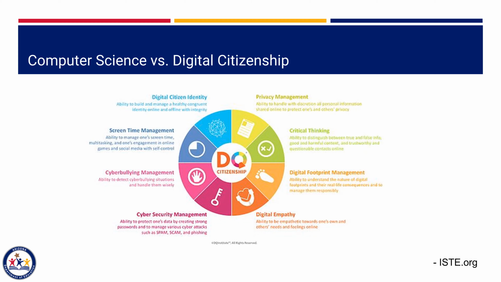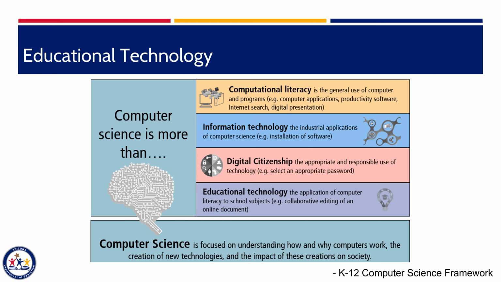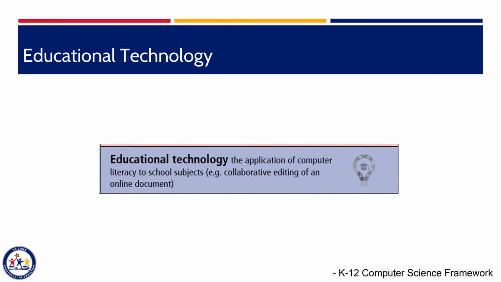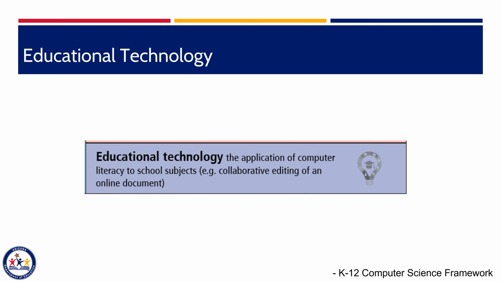When educated, students recognize cyberbullying, they learn to protect their data and privacy, they can apply critical thinking in determining what is false and true information, and they can apply empathy to situations involving others' needs and feelings. Computer science includes computational literacy, information technology, digital citizenship, as well as educational technology, but again, it's still more than all of these individual parts.